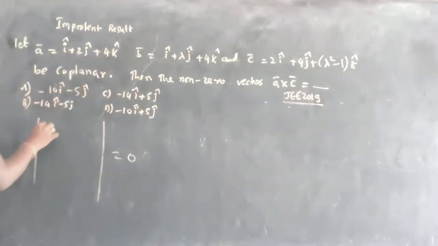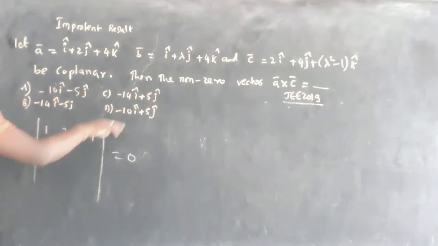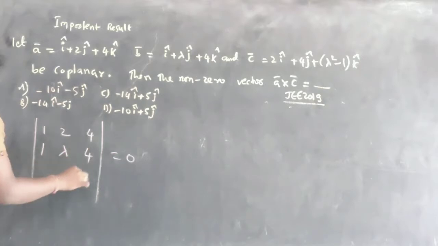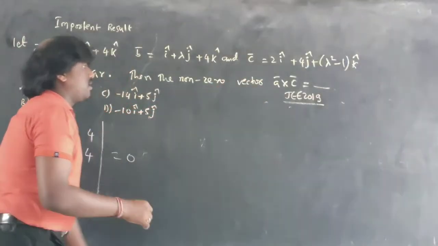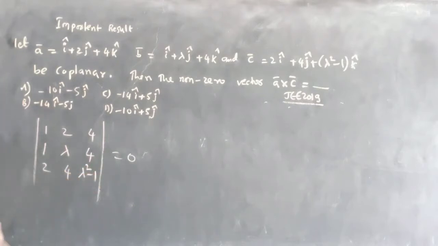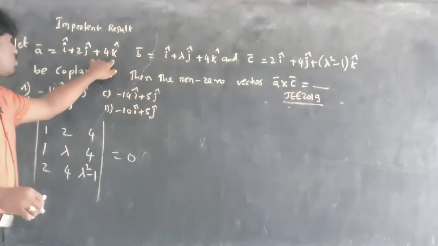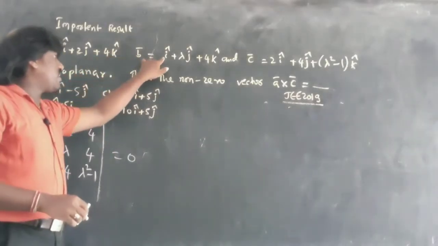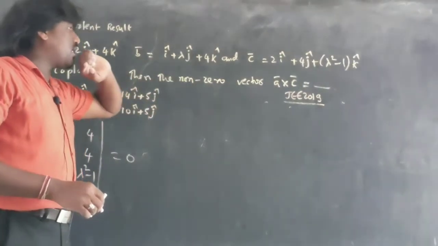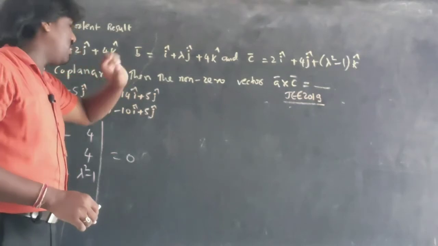I can take the components as 1, 2, 4. Here 1, lambda, 4. And here 2, 4, lambda square minus 1. You just simplify this, and from this you will get the lambda value. What was the question? A vector is I cap plus 2j cap plus 4k cap. B vector is I cap plus lambda times j cap plus 4k cap. C vector is 2i cap plus 4j cap plus lambda square minus 1 times k cap.